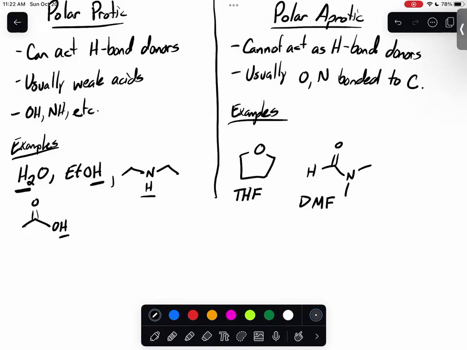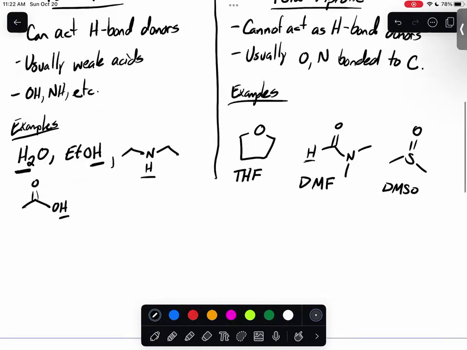Notice that there is a hydrogen shown in the DMF, but it's not bound to an oxygen or a nitrogen, so it can't act as a hydrogen bond donor, right? Another one of these types of molecules is DMSO, or dimethyl sulfoxide. This one contains an interesting sulfur-oxygen bond, but it's still the same idea. It's polar aprotic. Same thing with a solvent like acetone, right? You all have likely used this quite a bit in lab.